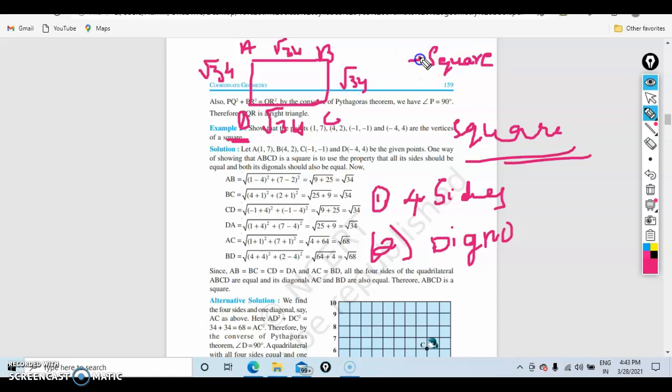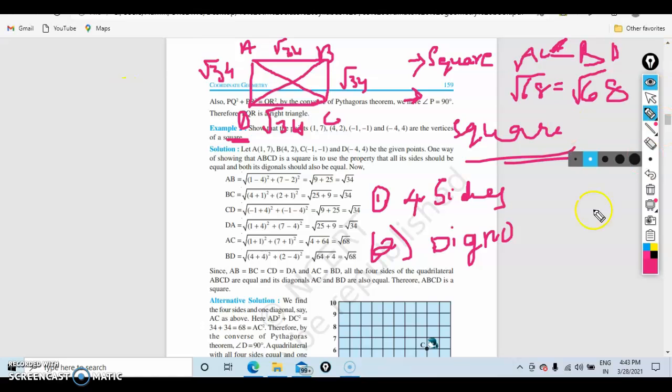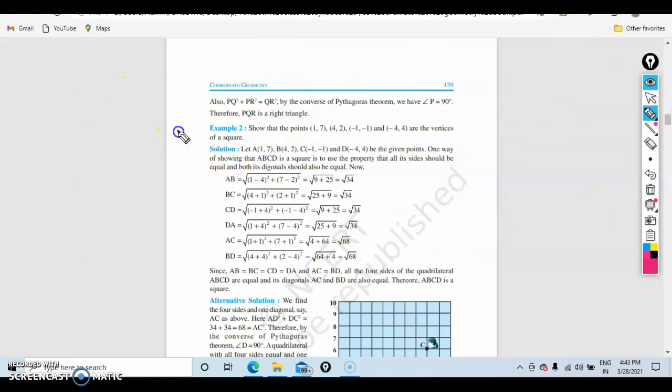But the second condition also we need to check. With the first condition only, we are not confirmed that it is a square. We have to check the second condition as well. The second condition is that the diagonals should be equal. Diagonals are this one, this one. AC equals BD. If you do the calculations using the distance formula, AC should be equal to BD. Suppose AC is root 68, then BD also has to be root 68. I hope you understand this as well.